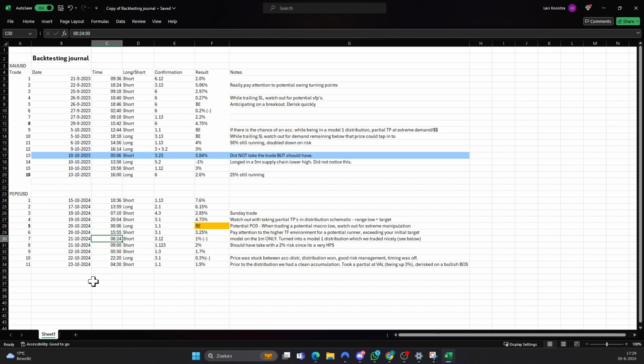So overall, successful backtesting session. I hope you guys learned from it.